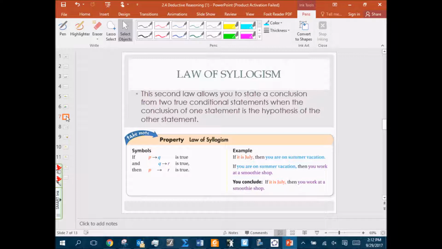If I rephrase and say, if it's in July, what new thing could you tell me? You work at a smoothie shop. That's a new phrase that we did not have up there. It's a new if statement. It's a combination of the two old if statements, but it's new. And guess what you know? If the first two were true, that one's true as well.